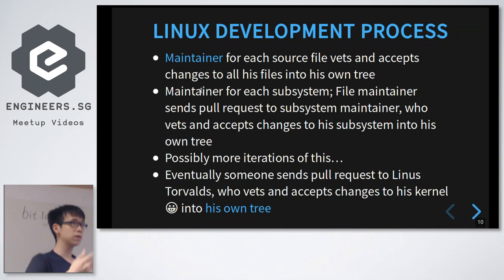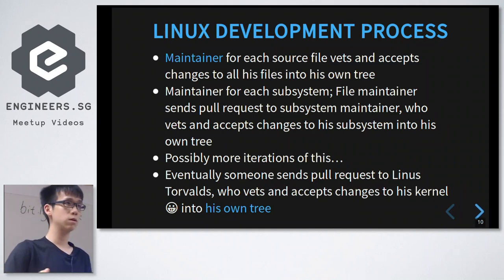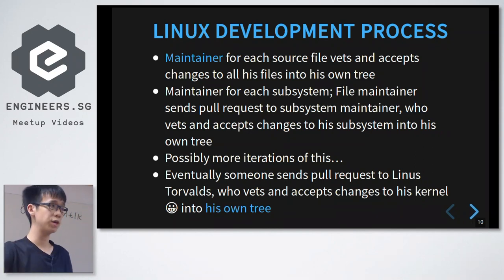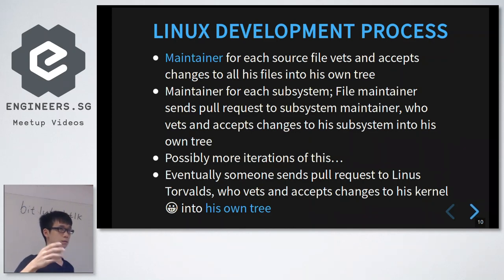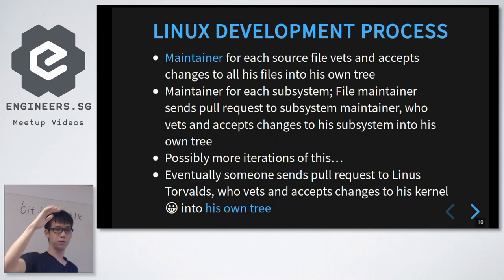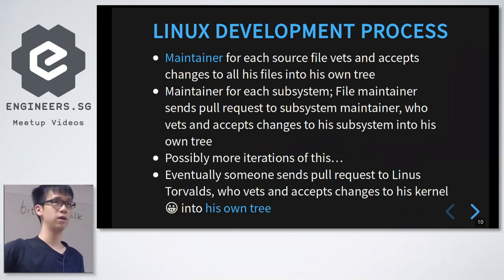You email that person, and he will vet your code and give you comments. Other developers subscribed to the mailing list will also give you comments, and eventually the patch will be accepted. Then the maintainer will apply your patch, which you sent by email, to his tree. He will aggregate changes to his files and send a pull request to the next maintainer above him, who will vet it and eventually pull it into his own tree. Eventually, everything will make it up to the main tree.